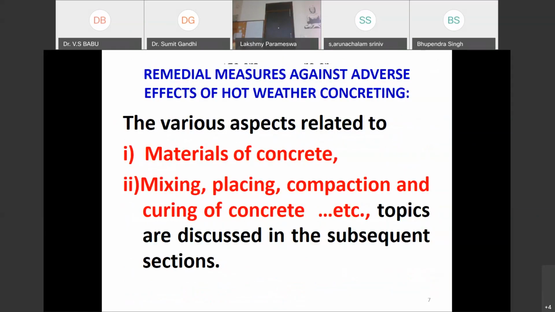Next. Now, remedial measures against the adverse effects of hot weather concreting. The various aspects related to materials, mixing, placing, compaction, etc., I would like to discuss one by one.